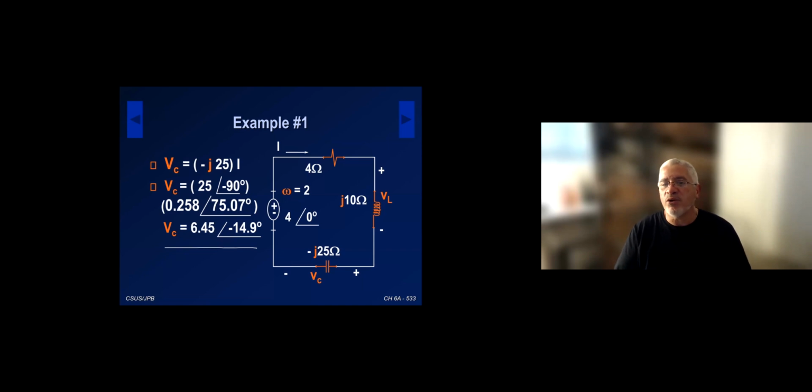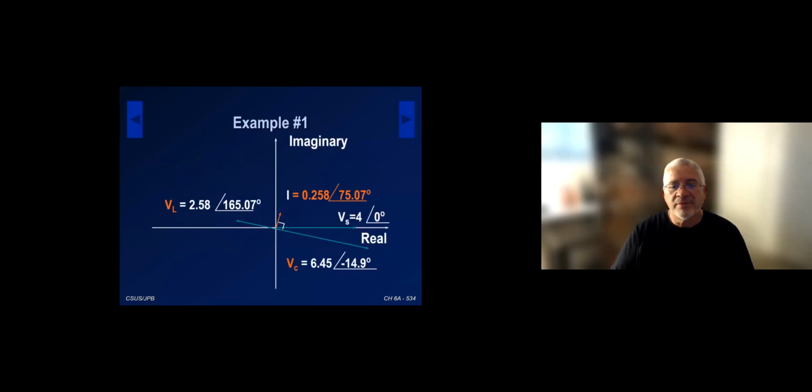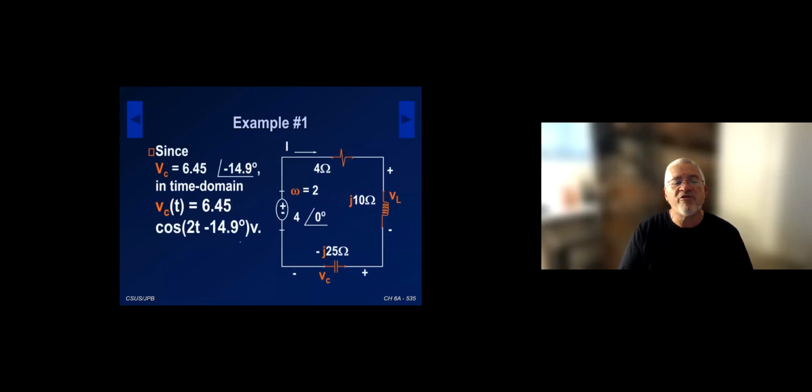Now we have to go back to the original problem, but we have the two parts that we needed. We have the magnitude and the angle. So I'm just showing you the phasor representation of these things. But the final solution, the phasor problem we solve, is given by this. The original problem's answer is 6.45 cosine 2t minus 14.9, that phase angle we got.